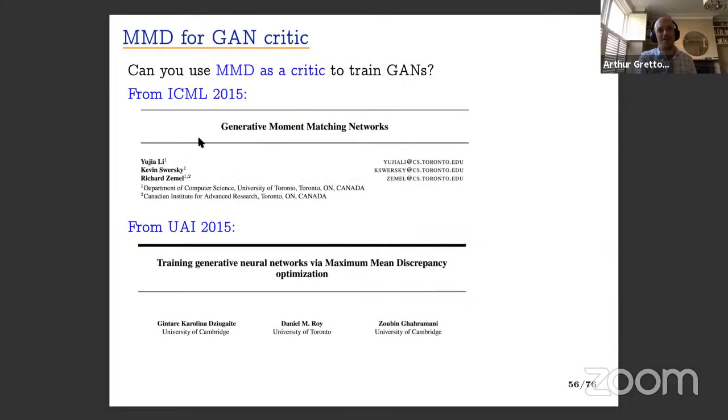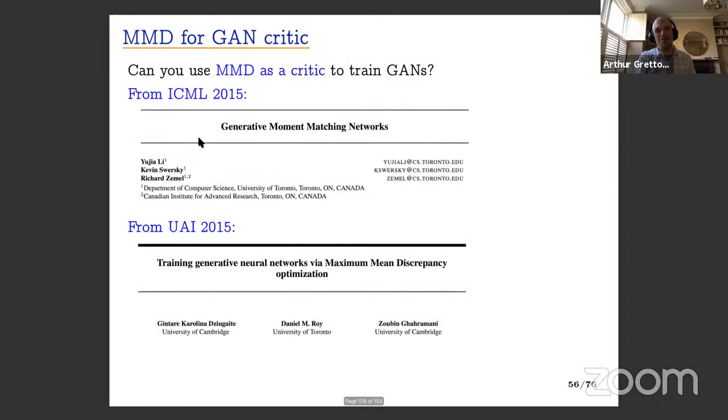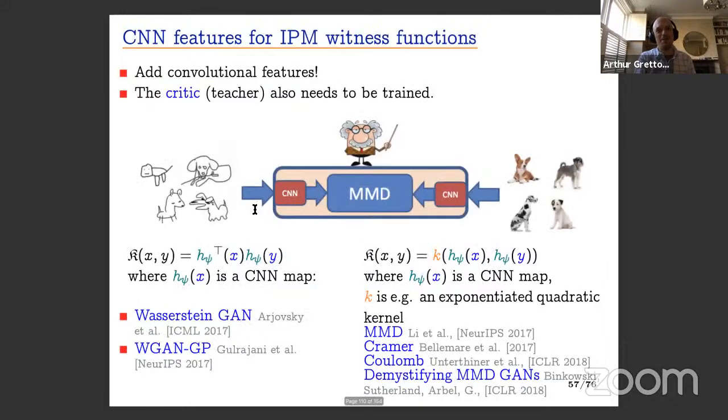Okay, so using MMD as a gradient critic is a very old idea. It was proposed back in 2015. But even for MNIST, you're not getting great digits from that. Okay, so these original papers were just computing MMD using either pre-baked features or using Gaussian kernels directly on the images. This is not going to give you great images. You need better image features.